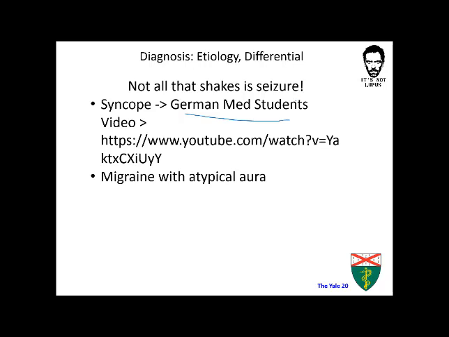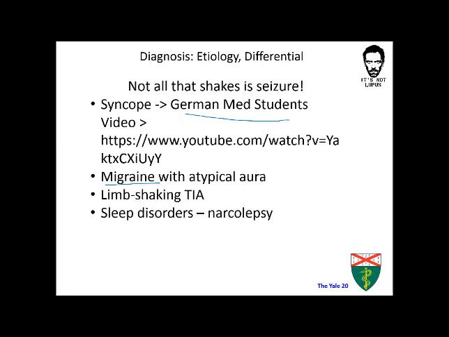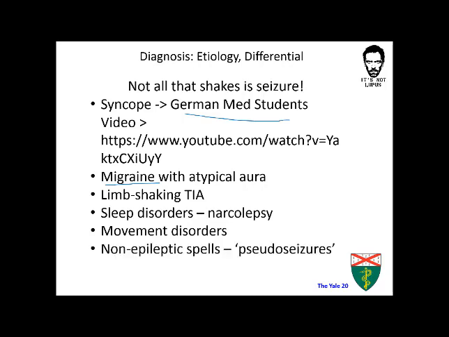Migraine with atypical aura, where you have headache with focal neurological signs. You can have TIAs where there's limb shaking. You can have sleep disorders that look a lot like seizures. Movement disorders can have a rhythmic tremor that looks like seizure. And of course, the psychogenic non-epileptic spells or pseudoseizures.